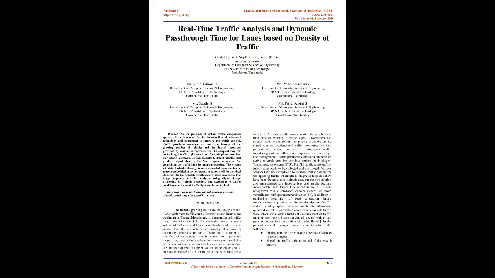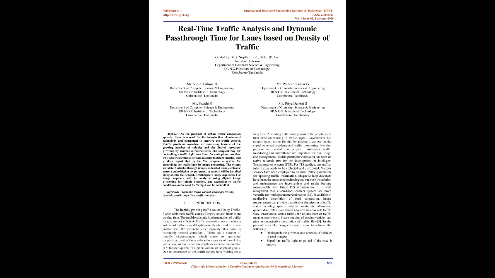The simplest way for controlling a traffic light uses a timer for each phase. Another way is to use electronic sensors in order to detect vehicles, and produce a signal that cycles. We propose a system for controlling the traffic light by image processing. The system will detect vehicles through images instead of using electronic sensors embedded in the pavement.